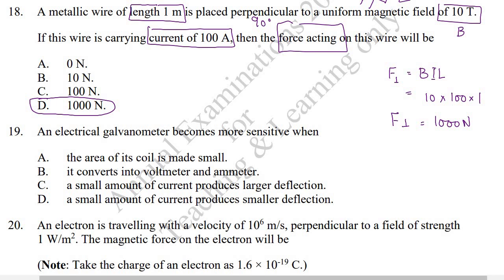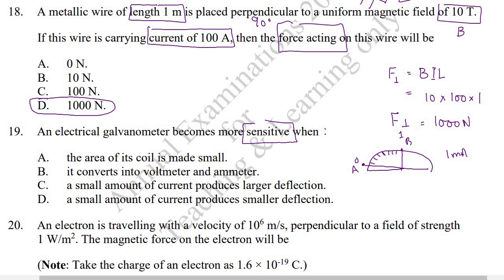Now we have question number 19. An electrical galvanometer becomes more sensitive when... we know that sensitivity means that we should have a very large deflection for a very small amount of current. Let's say we have this galvanometer scale, and for 1 milliampere of current, the needle of the galvanometer moves from this position A to this position B. If the needle gives this much deflection at 1 milliampere current, so this is 0 and this is 1 milliampere, we can divide this region between 0 and 1 into 10 divisions.